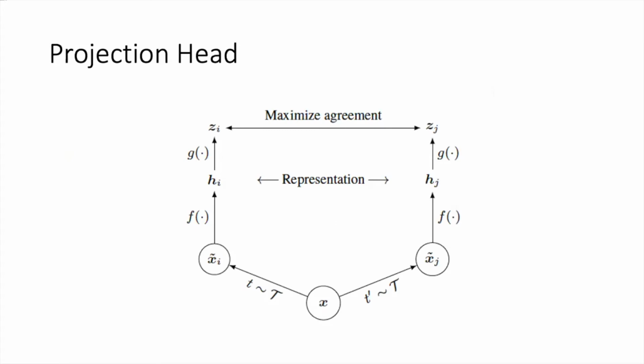Earlier we discussed the projection head, and this image tries to explain what's going on in the SimCLR network. We originally start with an image X, and we apply two transformations to it.